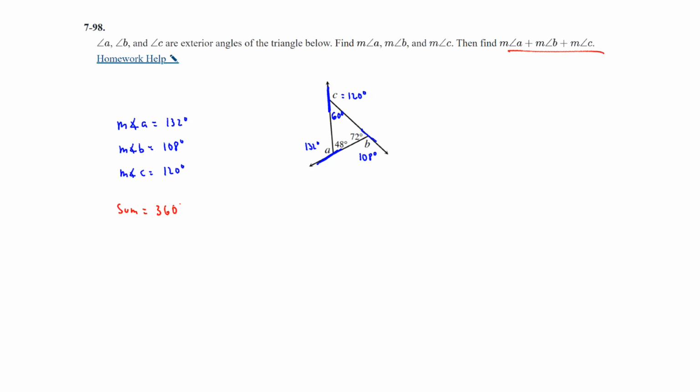And that will give you 360 degrees for the sum of all the exterior angles of the triangle below. What do you think? Do you think that will be true for all triangles and their exterior angles? Something we might have to look into a little bit more.